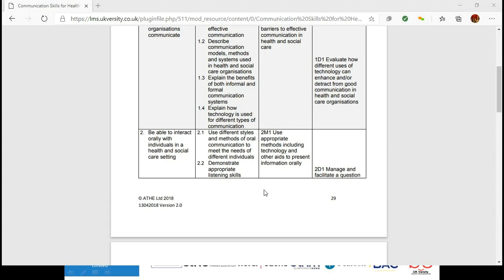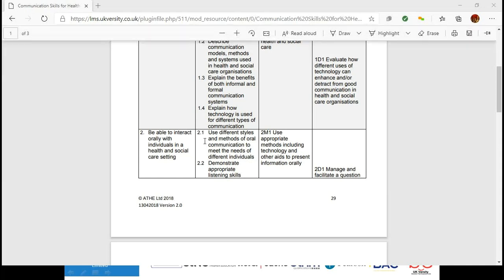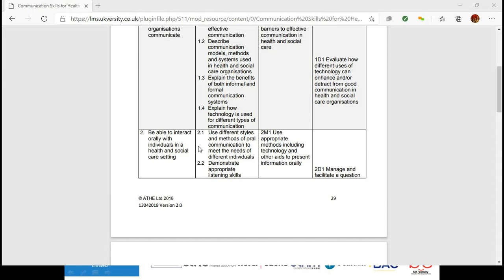So be able to interact orally with individuals in a health and social care setting. So for this section, like I said, it's all about interaction, about how you interact with your patient or the service user, as we call them. So we're going to be looking at 4 assessment criteria. The first one is 2.1, use different styles and methods of oral communication to meet the needs of different individuals.